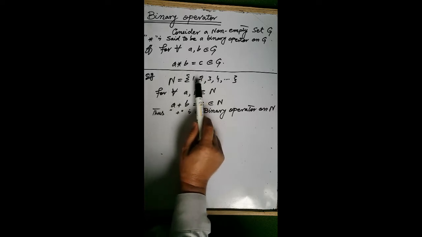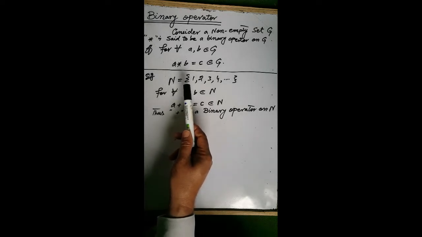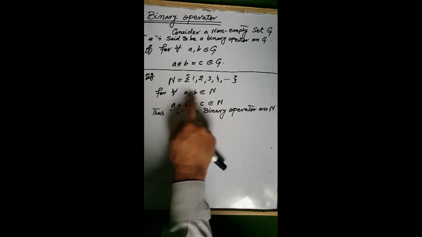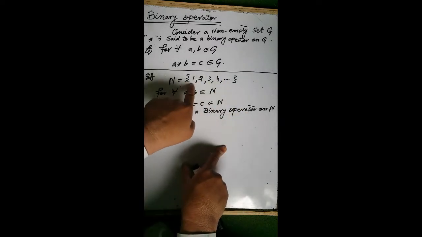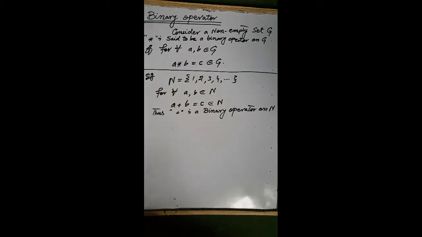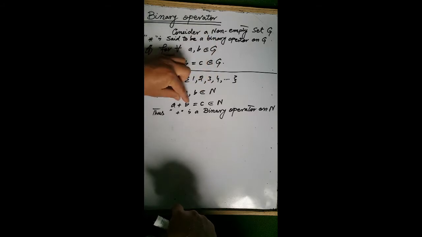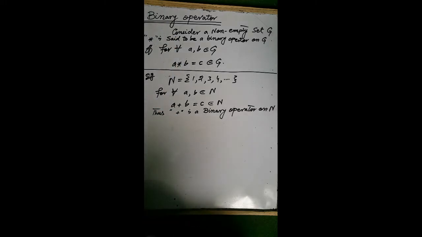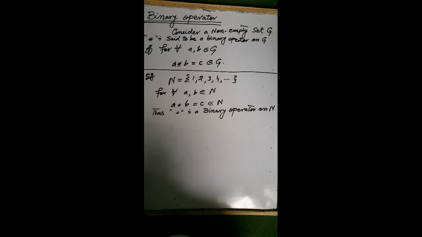For example, the set N of all integers, and we have to check that addition is a binary operator on the set N. That is, for each two elements of the set N, A and B are any two natural numbers. The set N of all natural numbers contains all positive integers 1, 2, 3, 4. When we add any two natural numbers, the result must be a natural number. Therefore, addition is a binary operator on the set N of all natural numbers.